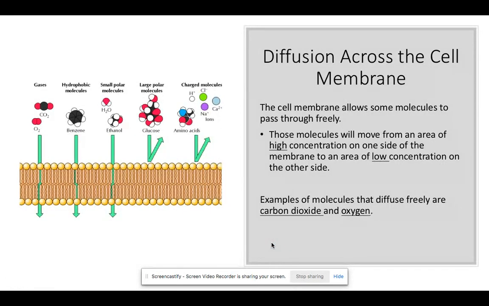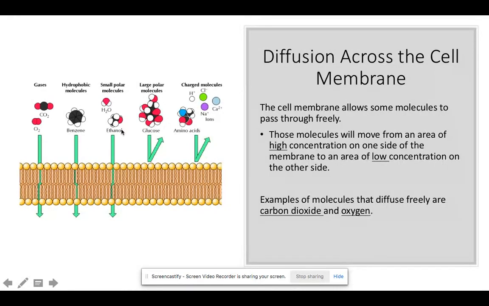Some examples that are going to diffuse through the cell membrane naturally, again with no energy needed, are small things like gases, like carbon dioxide or oxygen, or even fat-soluble substances, which can pass right through the cell membrane. Remember, the cell membrane is a fat layer. These are fats right here, and these are phosphates. It's like an oily layer that's separating the outside environment from the inside environment.